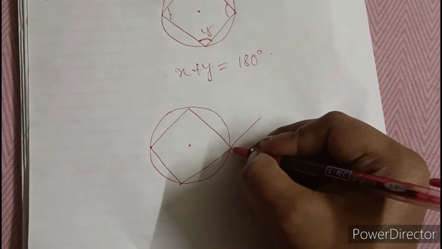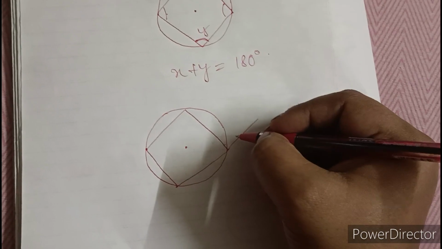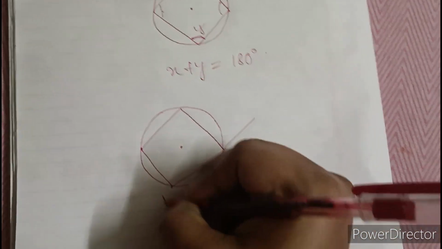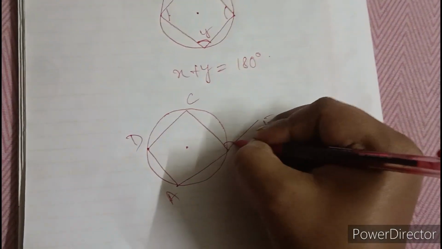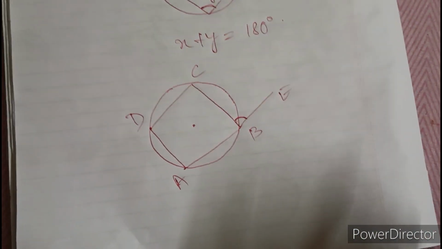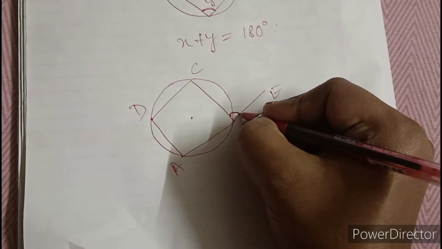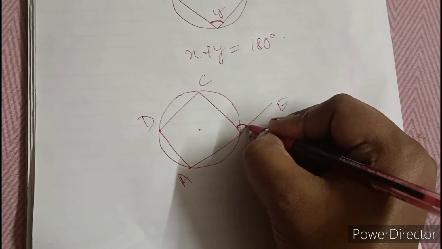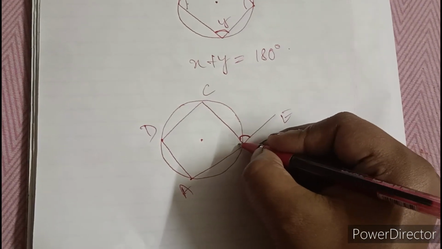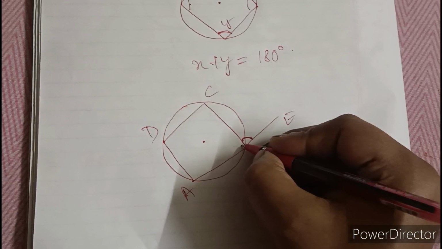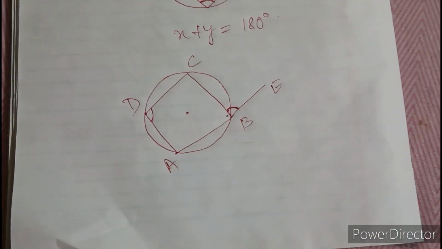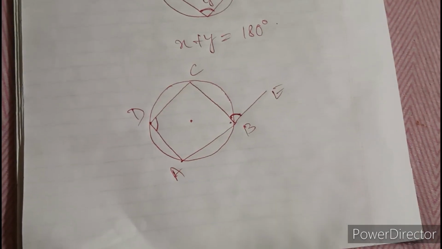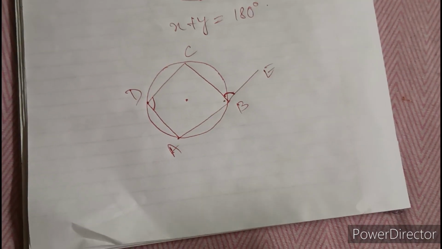Suppose this will be the exterior angle, isn't it? Suppose this is A, B, C and D, and this is E. So this angle is the exterior angle. What the theorem is saying is that the exterior angle of the quadrilateral is equal to the interior opposite angle. Now interior is this angle; if this is exterior, this angle will be interior. Interior opposite means this one. Okay, so the interior opposite angle will be equal.